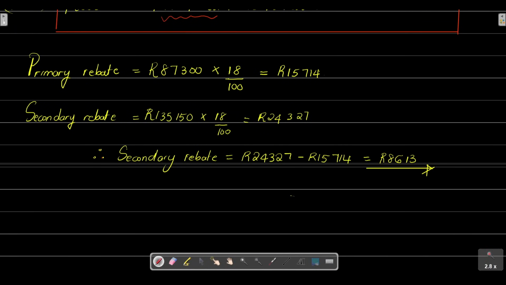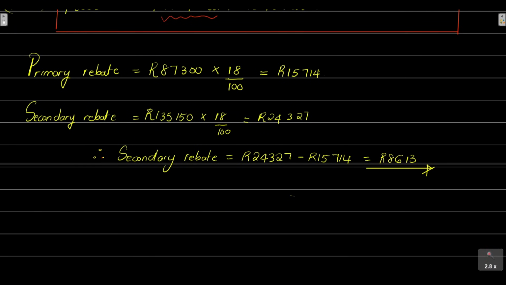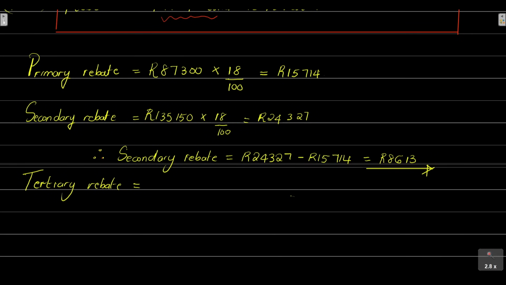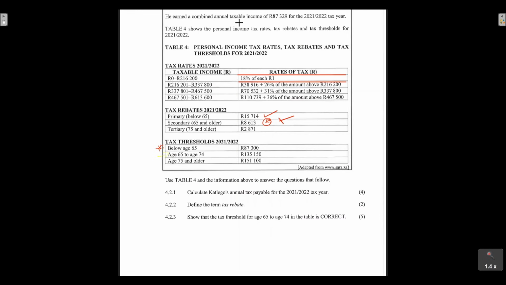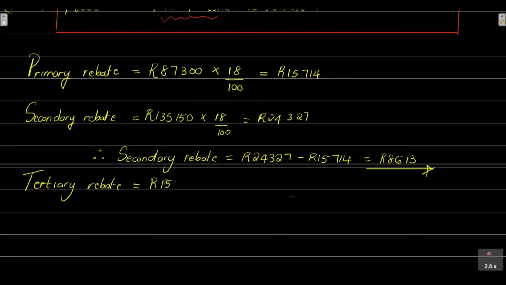Please trust the process. This question is very important because I haven't actually seen an explanation of how your rebates are calculated. So let me also do the tertiary rebates. How do they calculate your tertiary rebates? We're going to focus on the tax threshold that falls within the tertiary category, so for persons that are 75 and older. So we're going to take the 151,100, 151,000, and multiply by the lowest tax bracket rate, 18%.